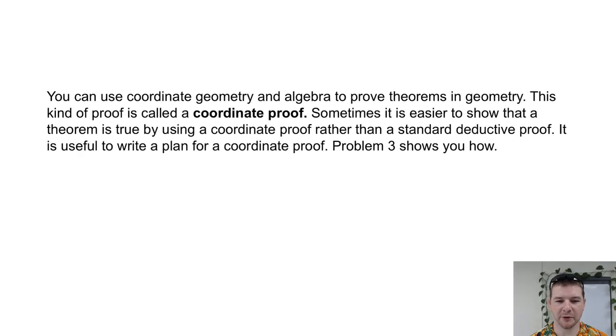You can use coordinate geometry and algebra to prove theorems in geometry. This kind of proof is called a coordinate proof. Sometimes it is easier to show that a theorem is true by using a coordinate proof rather than a standard deductive proof. It is useful to write a plan for a coordinate proof. Problem 3 shows you how.